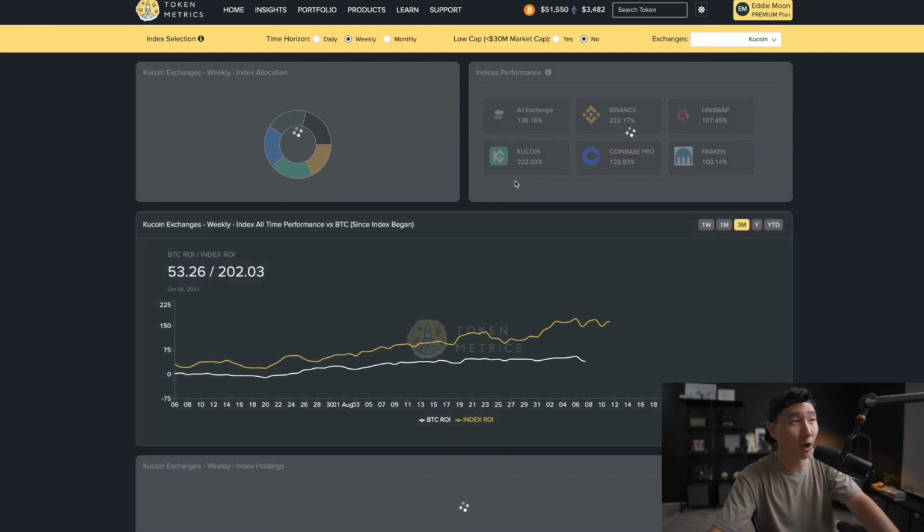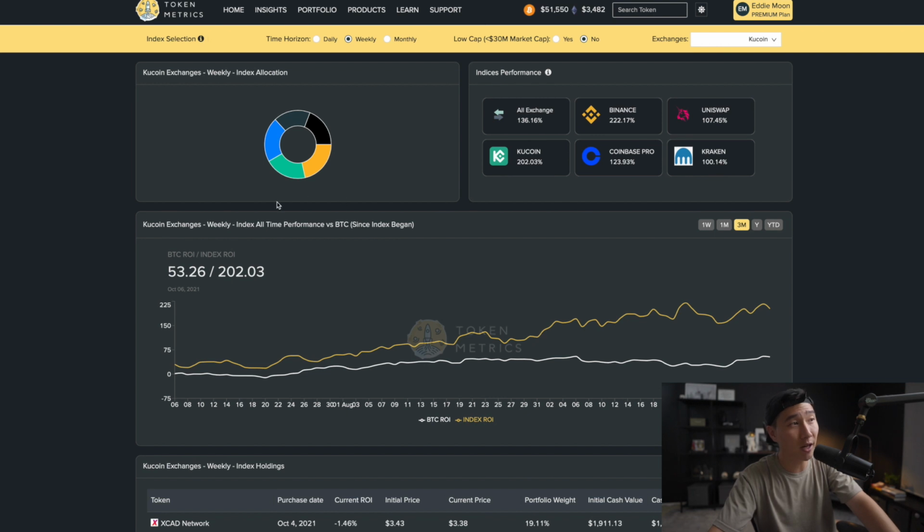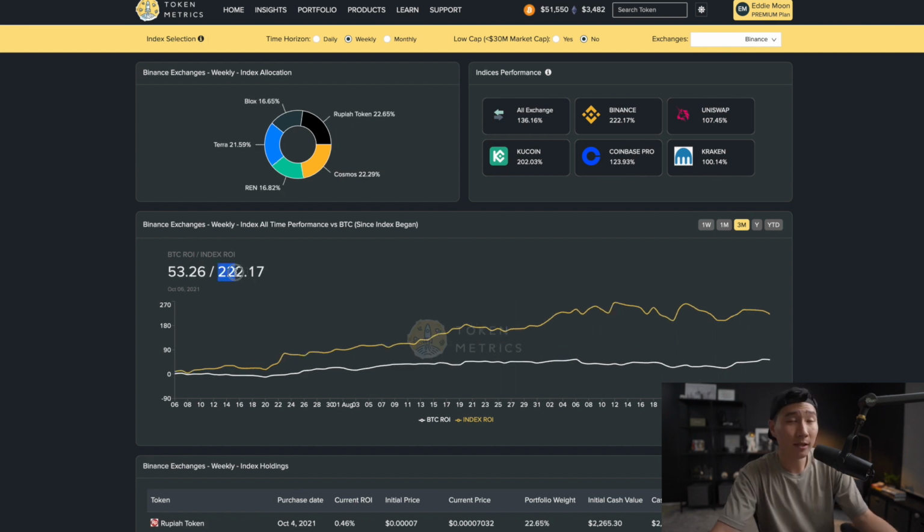Let's see, for example, on KuCoin, we can see that it is recommending Terra, Cosmos, and these 3 coins, which I'm not familiar with. But if you've been following these weekly indexes that they recommend, the top yellow line is the return of the index, and the bottom is the return of Bitcoin. So if you've been following this index since July, you should be up around 200%, whereas if you just bought Bitcoin, you would be up 50%.